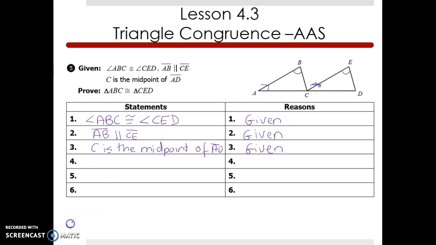All right, let's start with C being the midpoint of AD. If C is the midpoint of AD, we know that the midpoint cuts it into two equal halves. So we know that AC is going to be congruent to CD. The two halves are equal to each other. Why are they equal to each other? Because of the definition of midpoint.